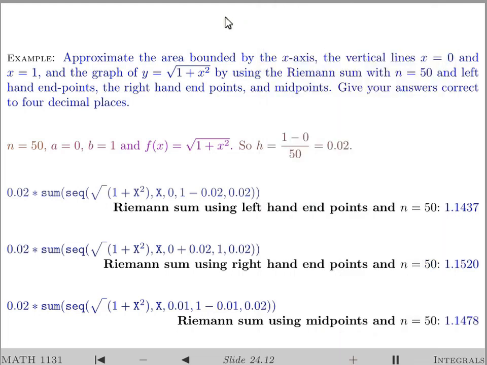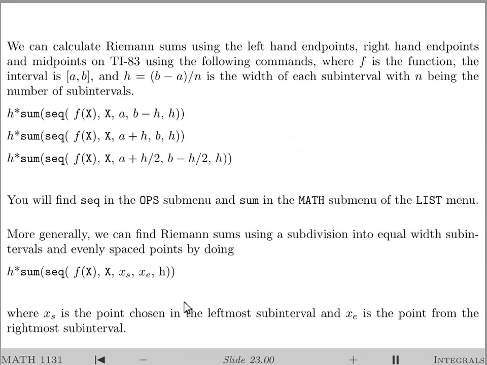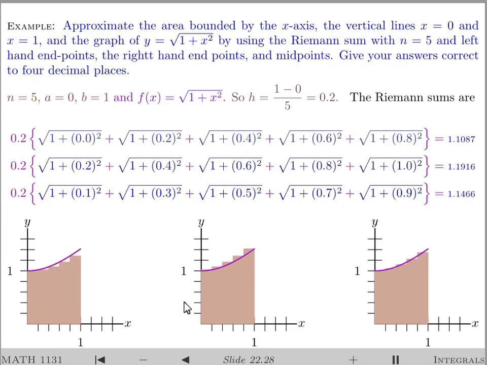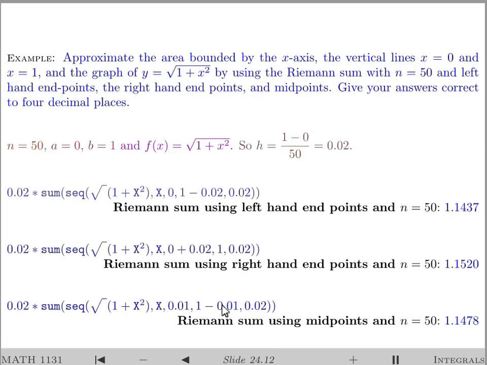1.1478. There are two things to notice here. Note that these two are much closer together. Let's go back and look at what we had last time with just 5 subintervals. It was 1.1087, 1.1916, 1.1466. The midpoint didn't change that much. It went to 1.1478, but the other two are much closer together.